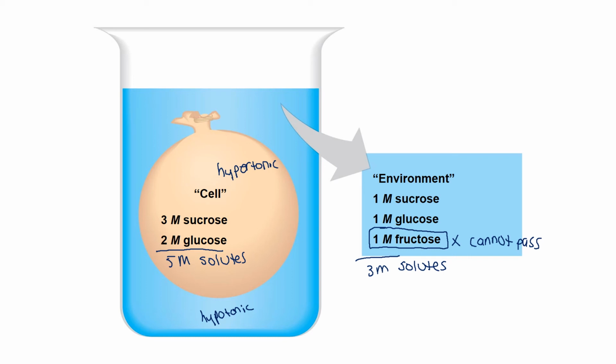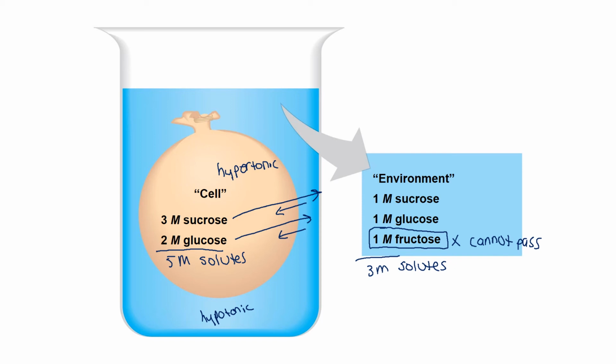Now again, this is very similar. Again, this is just to reiterate what we discussed in the last example. So we can see that the 3 molar sucrose is going to move at a higher rate outside of the cell. The 2 molar glucose is going to move at a higher rate outside of the cell initially until they reach somewhat of an equilibrium.